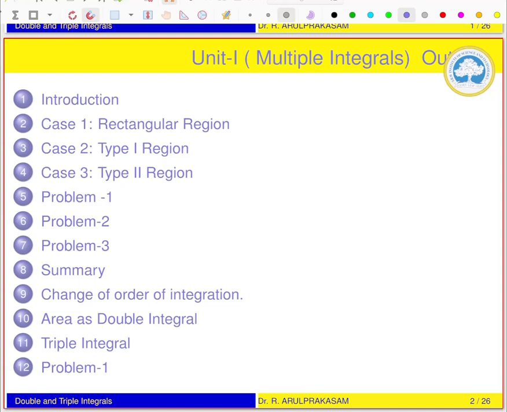First one is introduction. Basically we have to discuss two integrations: double integral and triple integral. Based on the problems, we also have to discuss two types: how to evaluate double and triple integrals in Cartesian coordinates, and triple integrals in polar coordinates and Cartesian coordinates. These two kinds of problems we are going to discuss in this section.